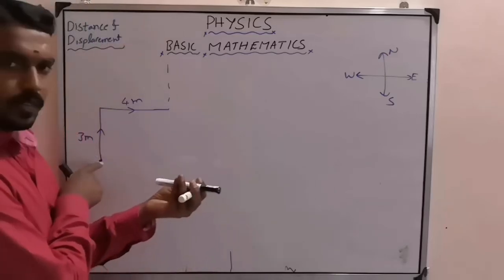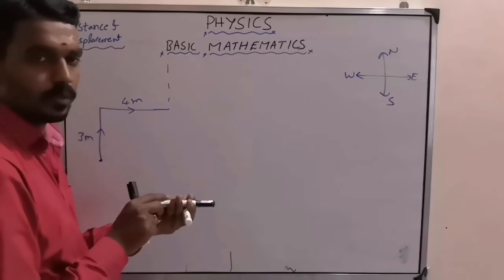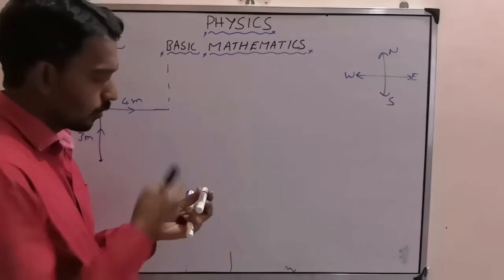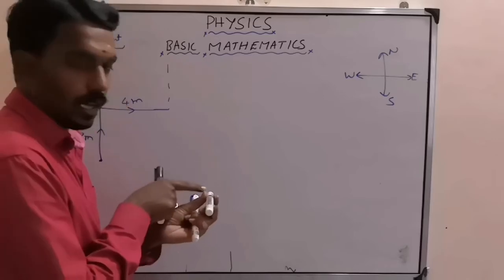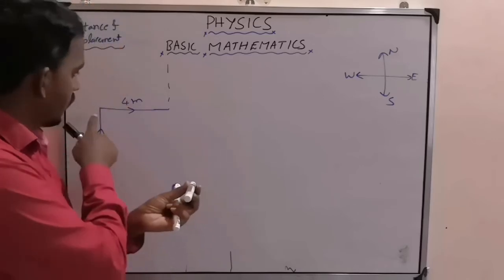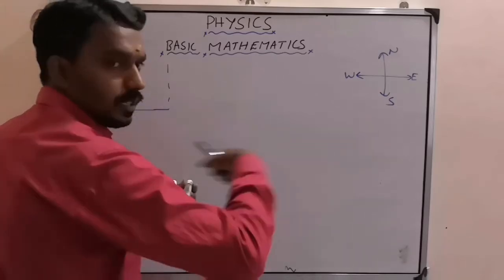Now see here, started at one point towards north. It went towards north this way. So first like this, towards north. Started here towards north. How much distance? 3 meter. Then towards east. East means what? Right side.